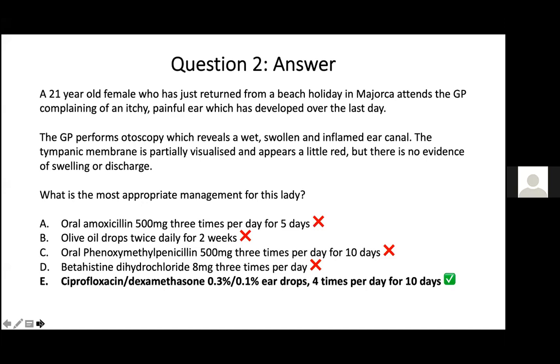Olive oil drops are useful for people that have excess wax, people that have blocked ears due to wax, but that's not going to help an otitis externa. That's not going to clear that inflammation, clear that infection. Oral phenoxymethylpenicillin, that is Pen-V, is the treatment for tonsillitis, where you think it's due to a strep throat infection. And betahistine dihydrochloride, what is that? Remember, that is a histamine analogue, used to treat vertigo conditions, tinnitus, things like Meniere's disease. So that wouldn't help in this case.